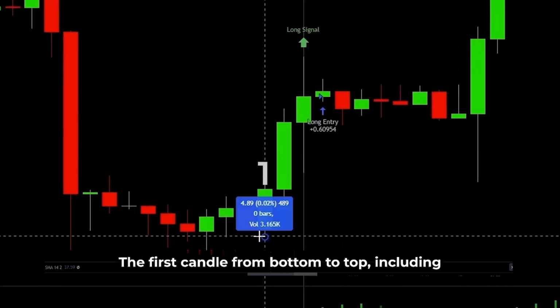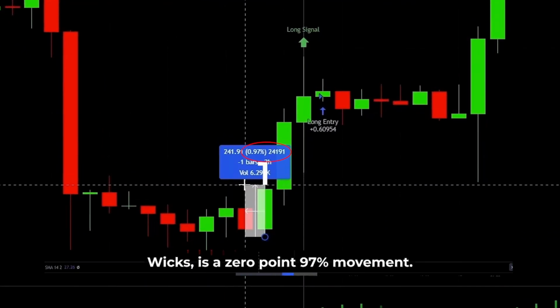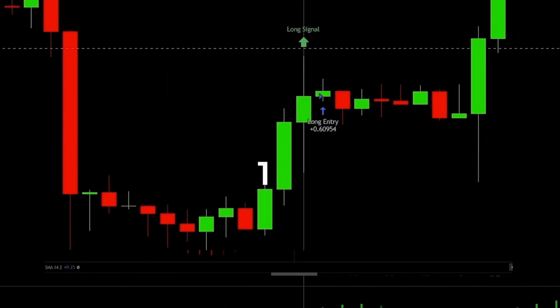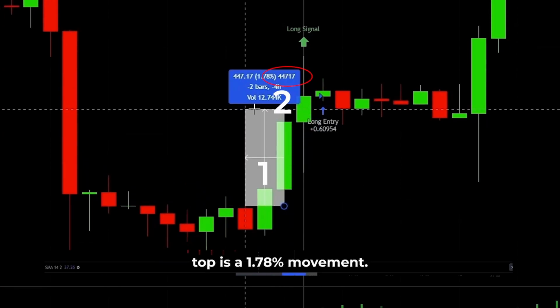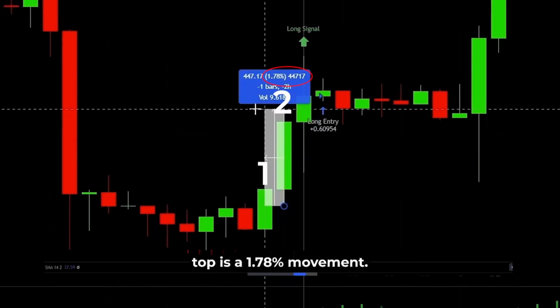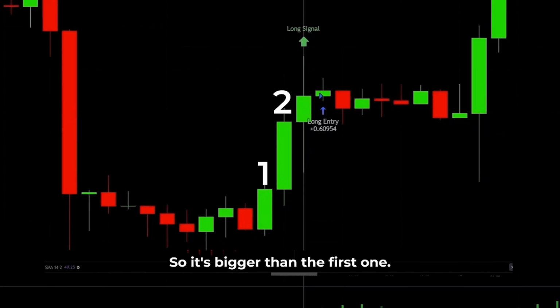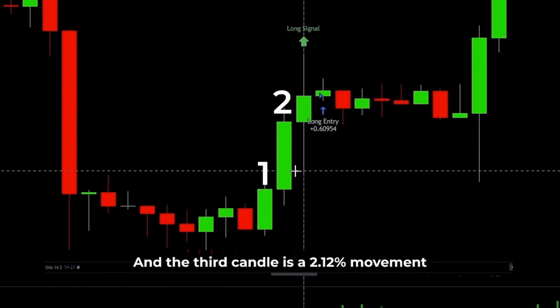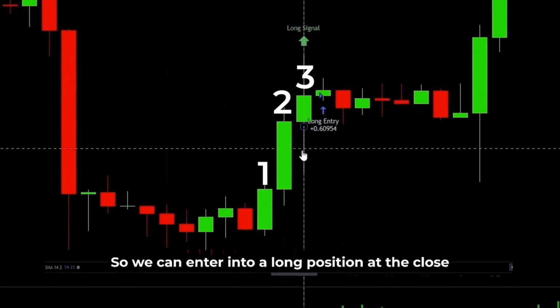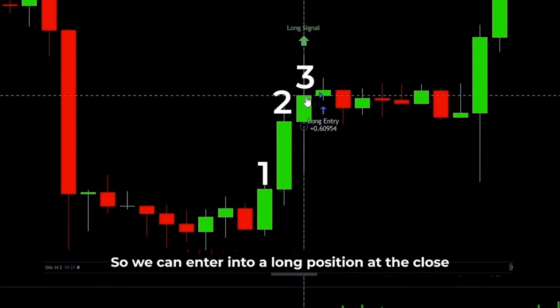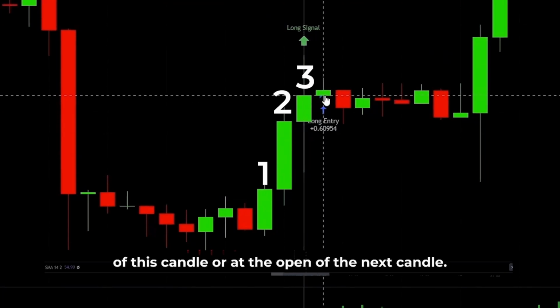The first candle from bottom to top, including wicks, is a 0.97% movement. The second candle from bottom to top is a 1.78% movement, so it's bigger than the first one. And the third candle is a 2.12% movement, which is even bigger than the second one. So we can enter into a long position at the close of this candle or at the open of the next candle.